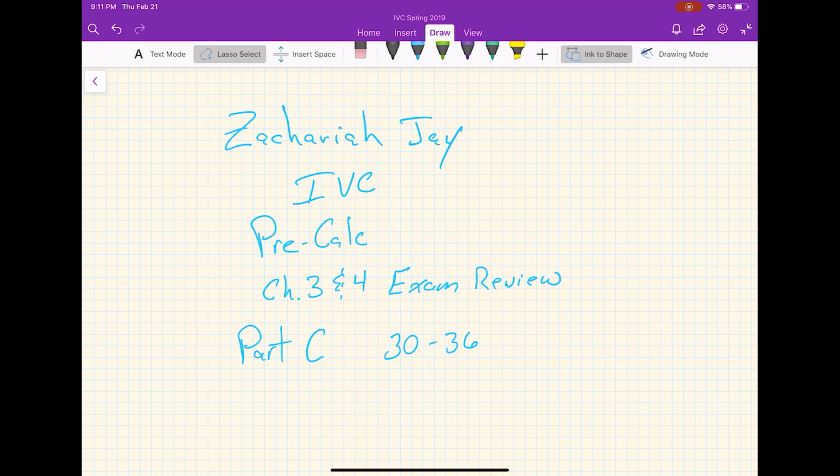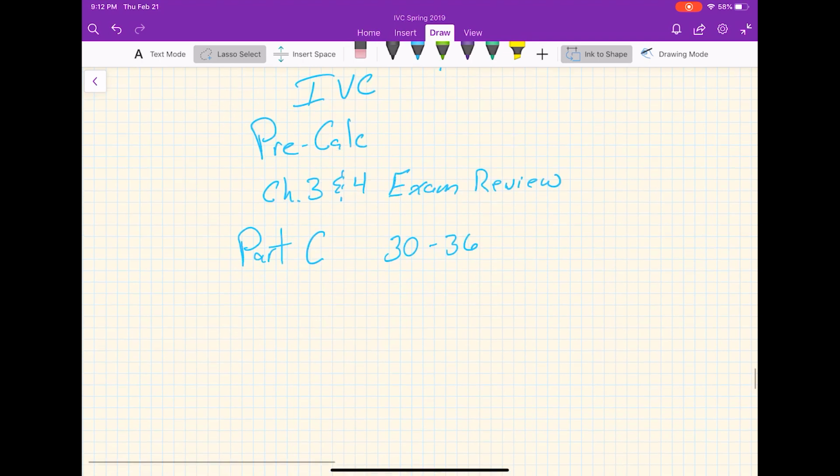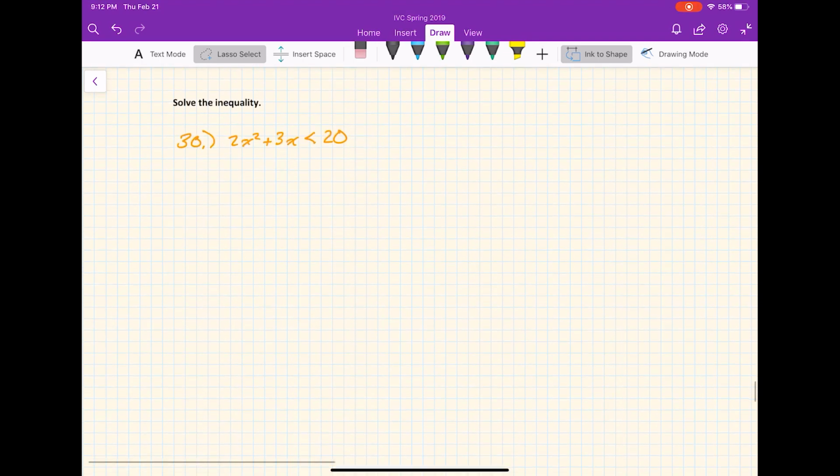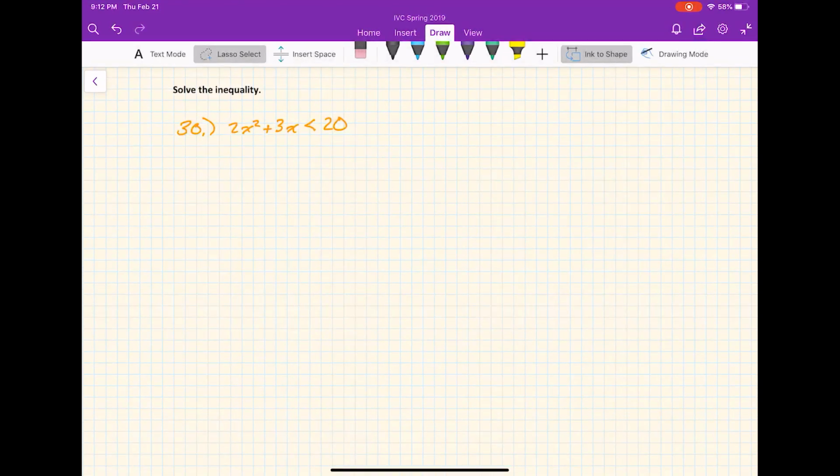So anyway, without further ado, let's get on to the last 6 or 7 problems here. Number 30, solve the inequality. We need to move this 20 over, so we have 2x squared plus 3x minus 20 is less than 0. We want to know all the part of this that's going to be less than 0.